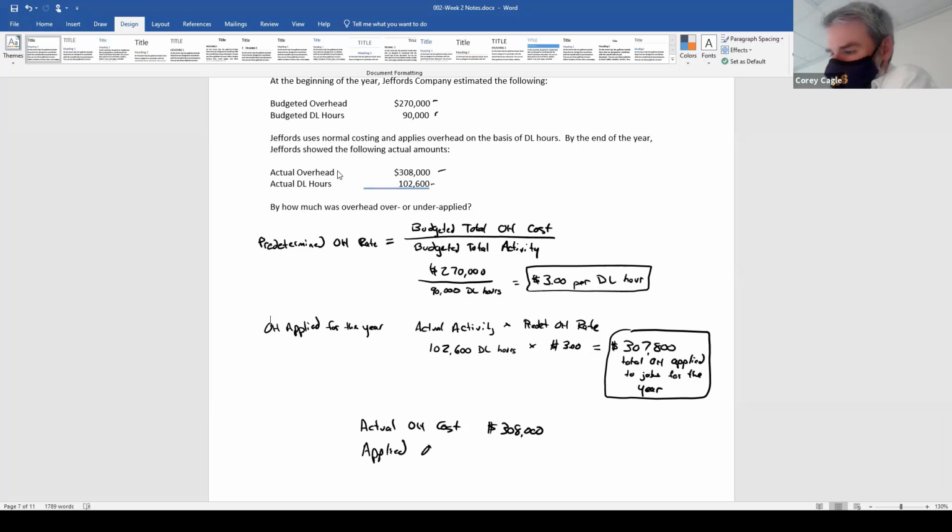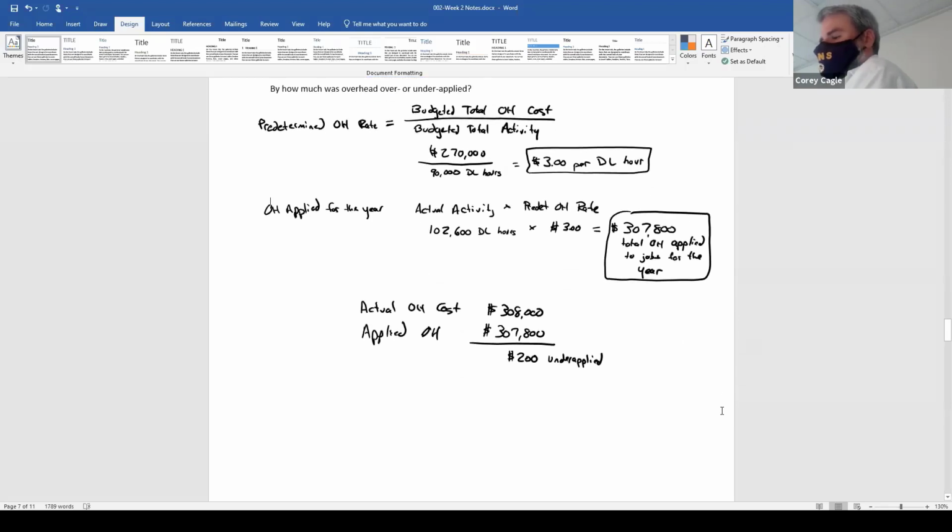Yeah, applied overhead that we just computed was 307,800. We missed it by $200. So if we had known the future, we would have set it up to have applied actually 308,000 for the year. We did it all based on estimates, so we missed it by 200. We applied not quite enough, just a little less than actual, right? So we were under applied. Barely.